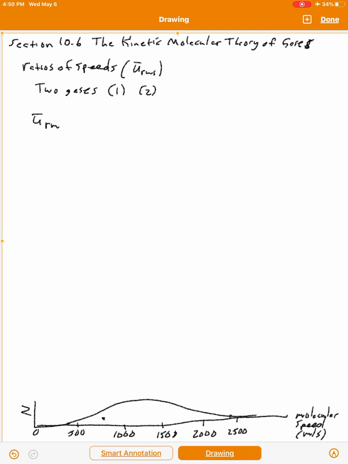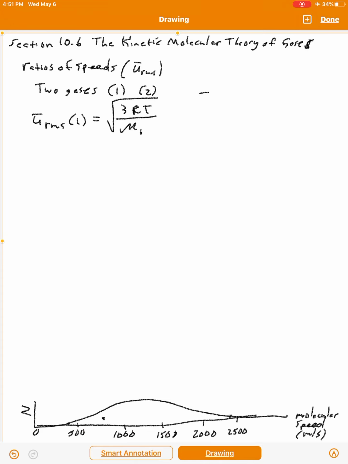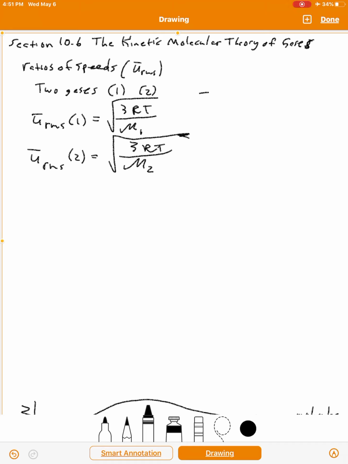Let's do U RMS of gas 1 is equal to the square root of 3RT over the molar mass of gas 1. And what about our second gas? So our second gas, whatever it is, could be heavier, could be lighter. This one is equal to the square root of 3RT over its molar mass. It's a mixture of gases, so they're in the same container. If 2 gases are in the same container, they're going to have the same temperature.